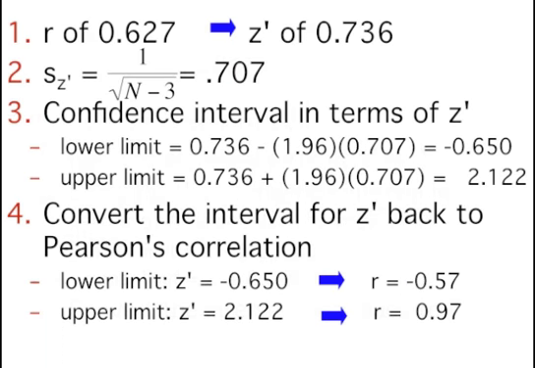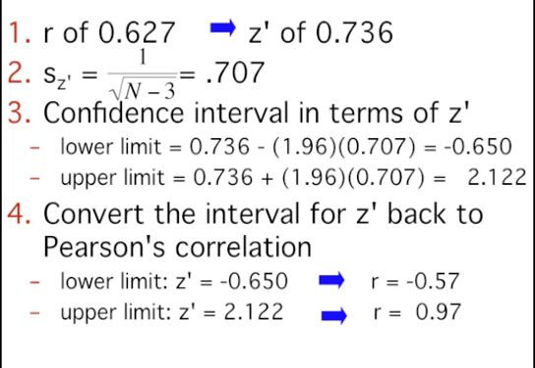Here you see an example calculation based on an r of 0.627 and an N of 5. The first step is to convert from r to z prime. The r of 0.627 is transformed to a z prime of 0.736. Second, we find the standard error of z prime. It is equal to 1 divided by the square root of 5 minus 3, which equals 0.707.